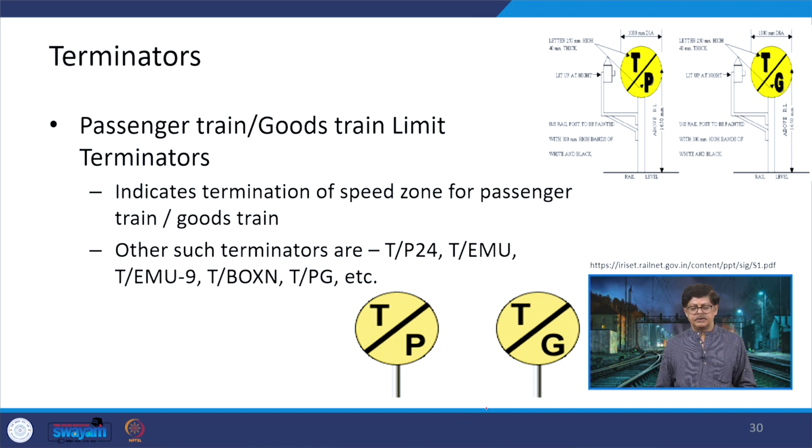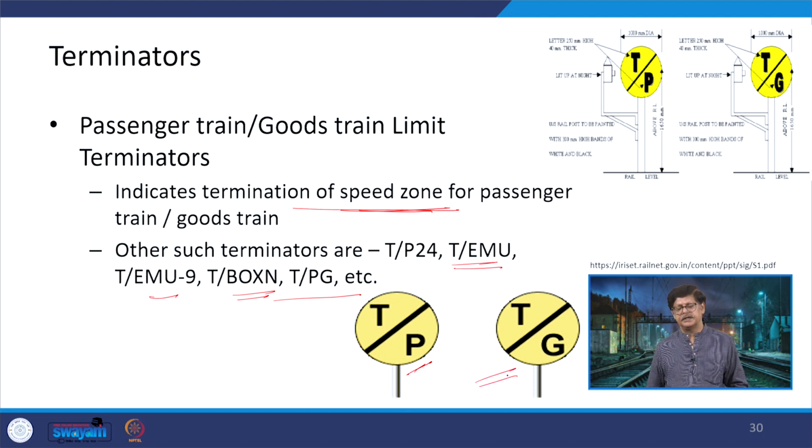Then there are some terminators in terms of the passenger train or goods train limit terminators. So, these indicate the termination of the speed zone for the different type of trains. They are available in different forms. Say TEMU, this is an indicator, the terminator of EMU type which is used on the suburban trains, EMU, box and wagons. So, all different type of information can be given in this form. This is for points termination for the point indication and this is for the gate indication G.